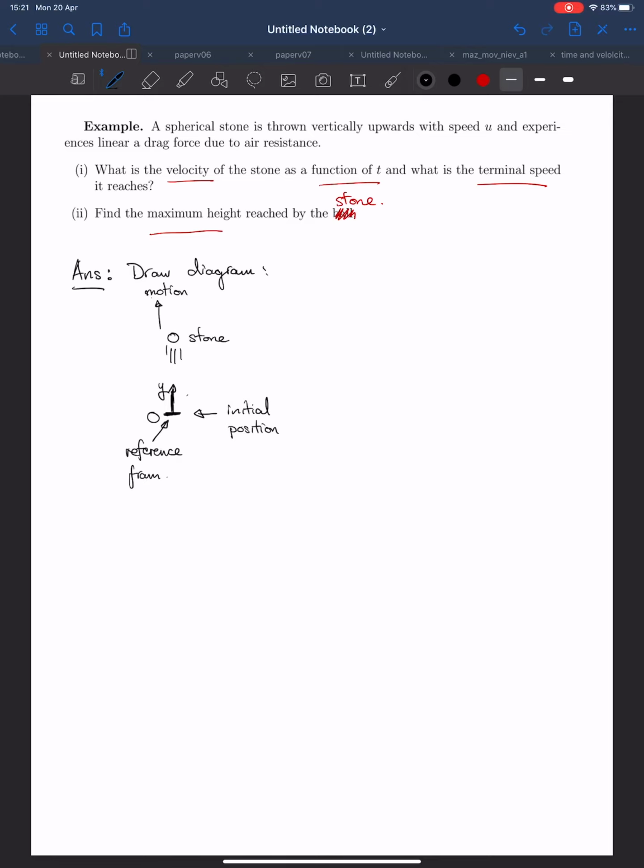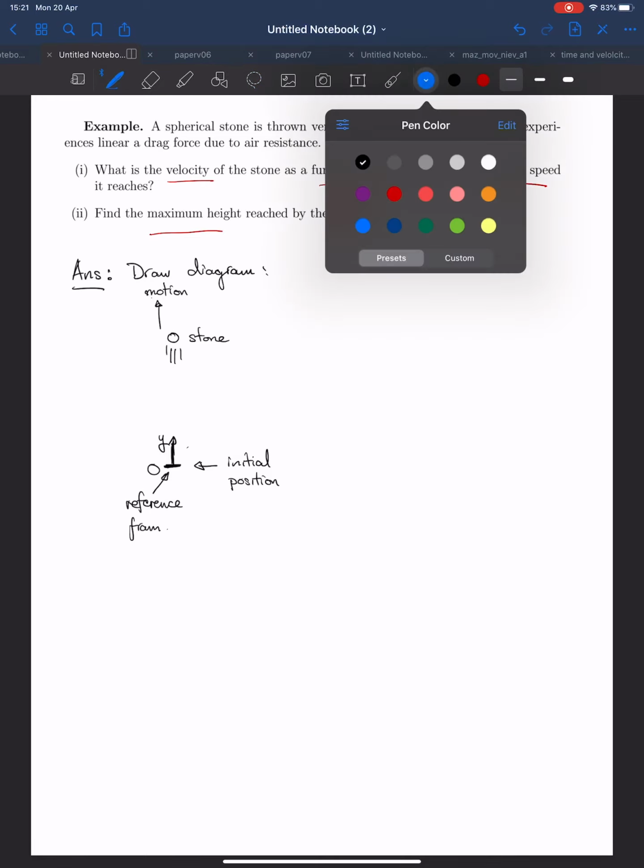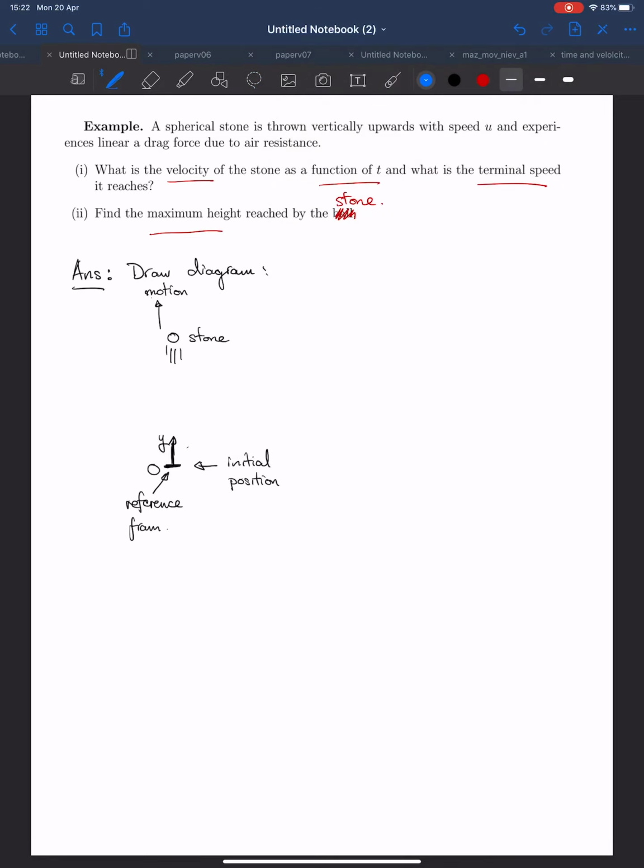So now, okay, all that's in place. We need to decide the forces that act on the stone. Well, clearly, the stone moves upwards, so we know that it's acted on by our good old friend, which has magnitude mg. This is the gravity force, and this force acts downwards. Okay, and this will be represented by Fg.